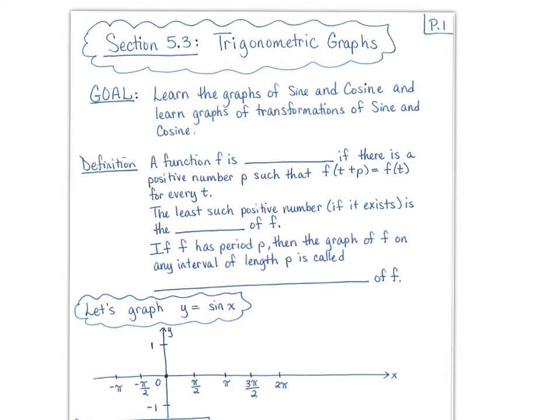So, we've been talking about the 6 trigonometric functions. We've been assigning values, or finding the values, for trigonometric functions of specific angles, okay? Now we want to actually use that information to learn the graphs of the sine function, the cosine function, and actually learn transformations of those graphs.